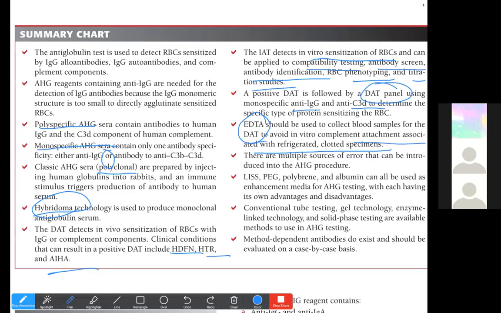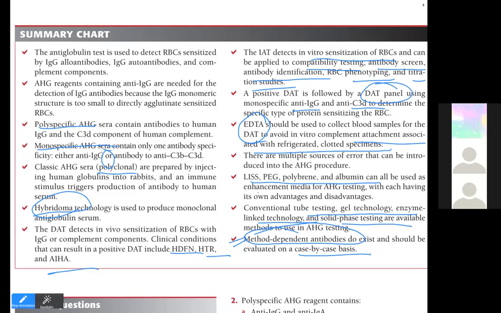They can be due to the enhancement medium also. Each has its own advantages and disadvantages, and the conventional tube testing, gel technologies, and the enzyme-linked and solid phase are also available, and method-dependent antibodies do exist. So this is something important, that method-dependent antibodies do exist and should be evaluated on a case-to-case basis. This is important specifically when results between labs, or after some time, become different from what they usually were. So there could be method-dependent antibodies as well.